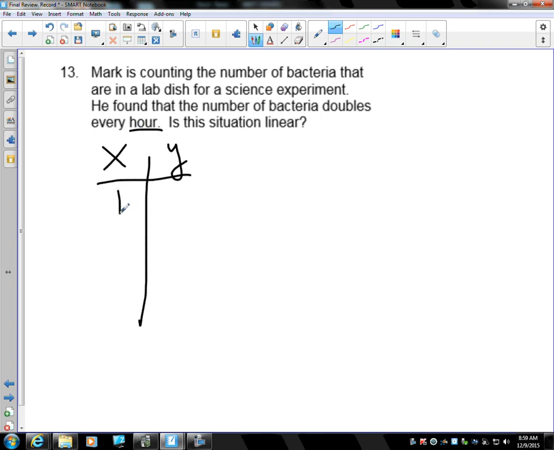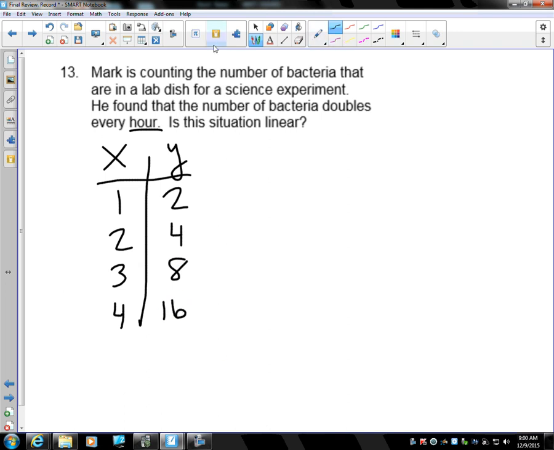So in the first hour, maybe he had 2 bacteria. If it's doubling every hour, then in the second hour, he's going to have 4 bacteria. And in the third hour, he's going to have double 4, which is 8 bacteria. In the fourth hour, he's going to have double 8, which is 16 bacteria.